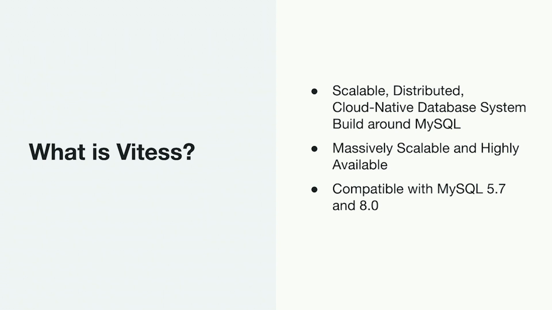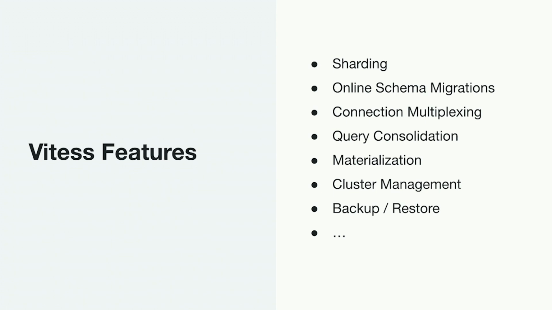So what is Vitess? Vitess is a scalable, distributed, cloud-native database system built around MySQL. It's supposed to be massively scalable and highly available. It's compatible with MySQL 5.7 and 8.0. Vitess is a whole bunch of different features all together to make scaling MySQL easier, right? It has support for sharding. It has built-in online schema migrations. It has built-in connection multiplexing, query consolidation, materialization, a bunch of custom management tools, backup and restore functionality, and a whole bunch more than this.